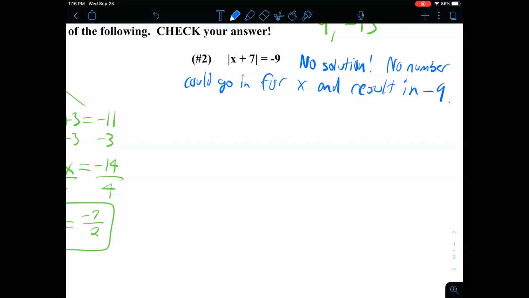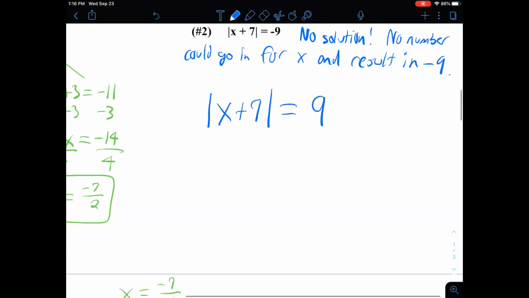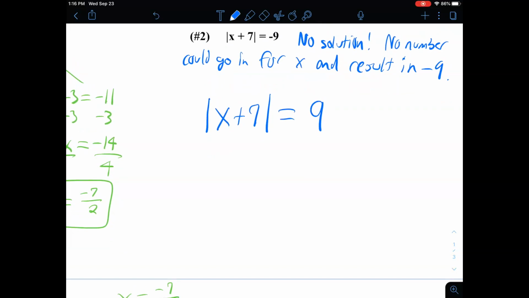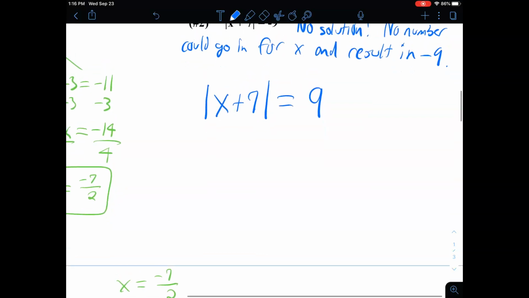But let's fix this and do it a different way. Let's do a different problem. Let's do absolute value of x plus 7 equals positive 9. Let's just do this one just to get another practice problem and see how we can do this one. So this one's saying, what can we plug in for x into x plus 7 to end up with the final result being 9 away from 0?